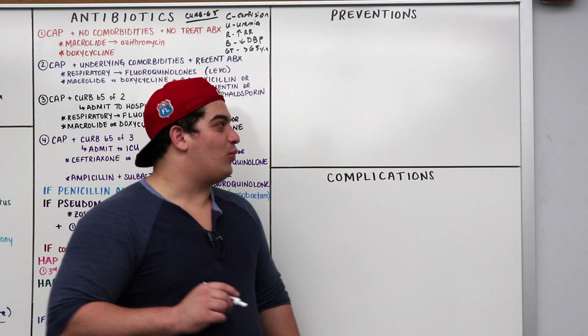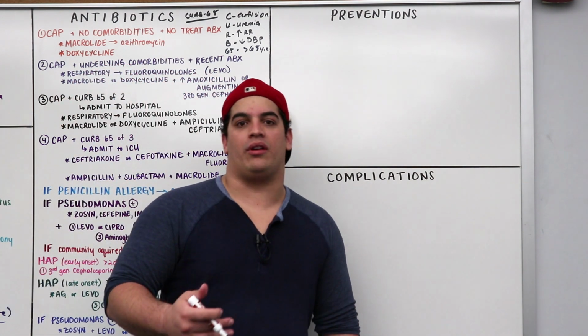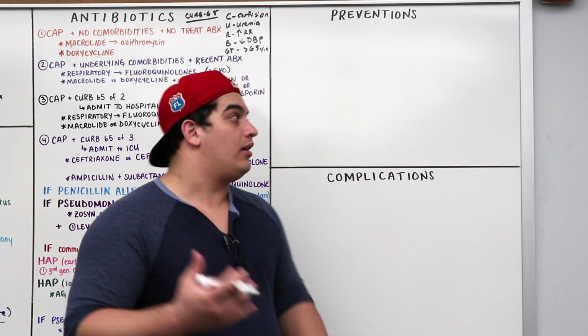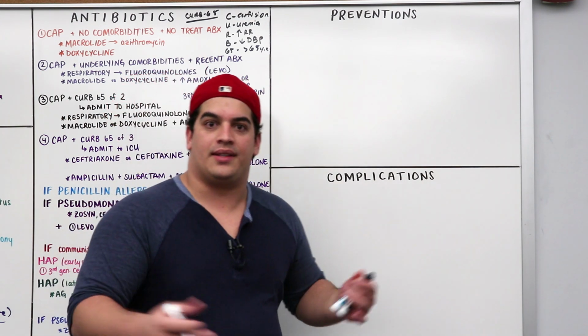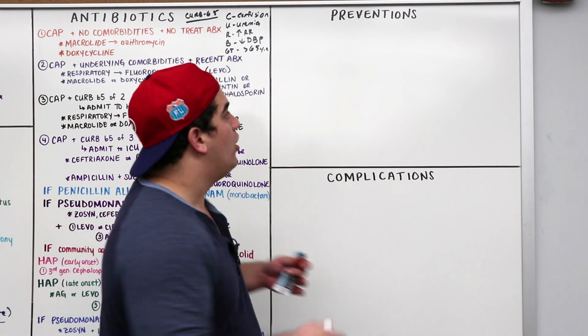All right, guys, so we are almost done. This last thing that we're going to talk about is prevention of complications. It's important. We should be spreading this knowledge of ways that we can help to prevent the incidence of pneumonia occurring. So we do have vaccinations, all right? So what are some of these?